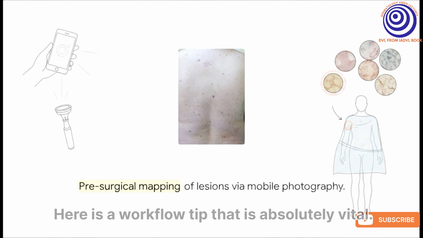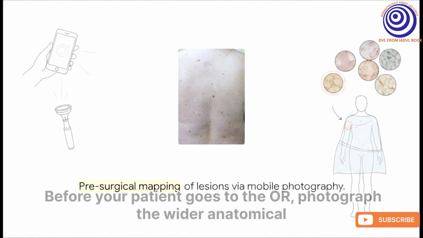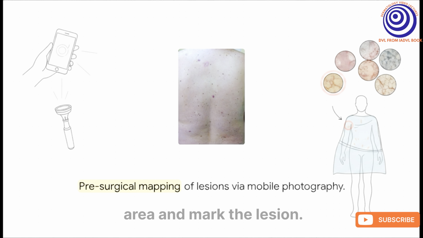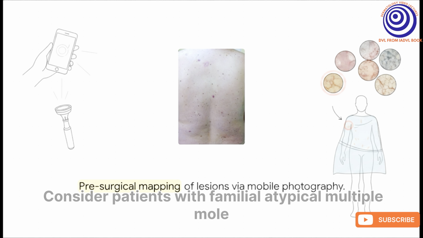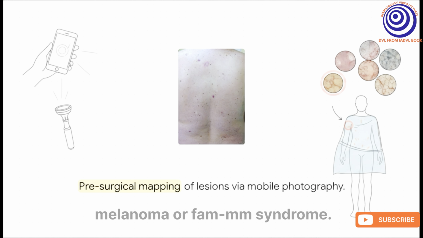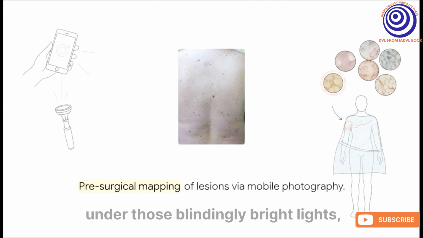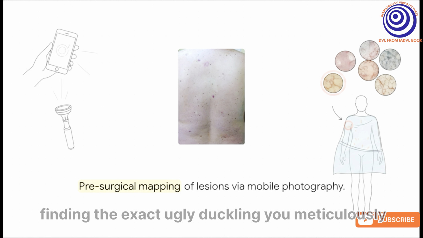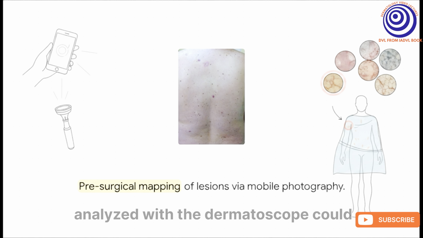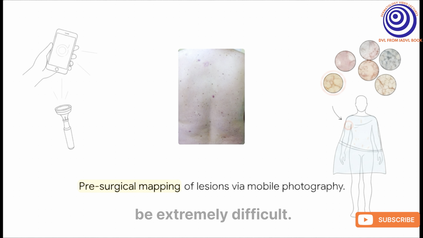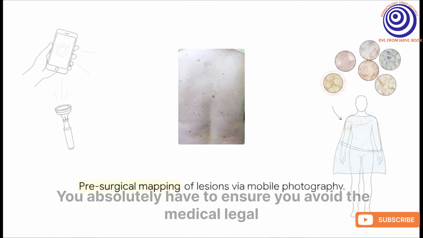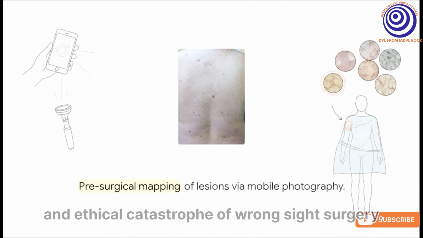Here is a workflow tip that is absolutely vital. Before your patient goes to the OR, photograph the wider anatomical area and mark the lesion. Consider patients with familial atypical multiple mole melanoma, or FAMMM syndrome. They can have dozens of severely dysplastic nevi. Once they are draped on a surgical table under those blindingly bright lights, finding the exact ugly duckling you meticulously analyzed with the dermatoscope could be extremely difficult. Map it before you cut. You absolutely have to avoid the medical, legal, and ethical catastrophe of wrong site surgery.